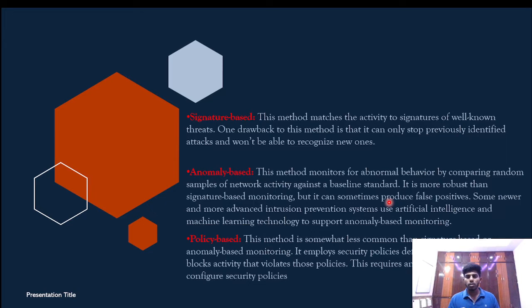So in future, many more advanced intrusion prevention systems may use artificial intelligence and machine learning technology to support this anomaly based monitoring, which is very helpful, which means it simplifies the activity and is much more accurate than the previous one.